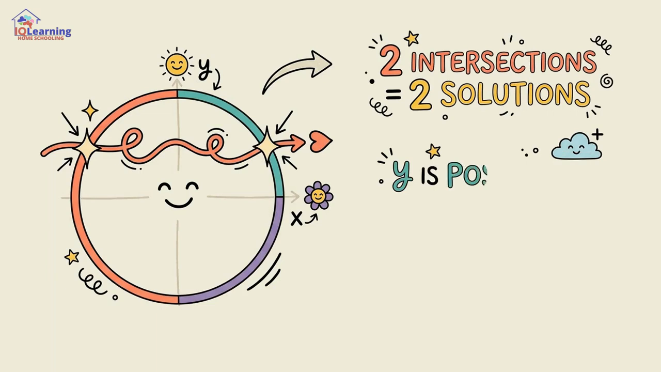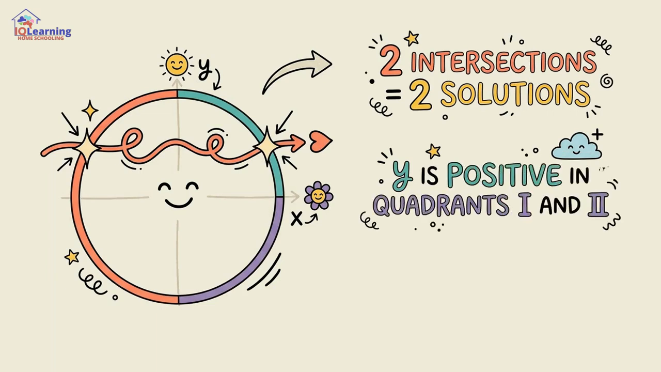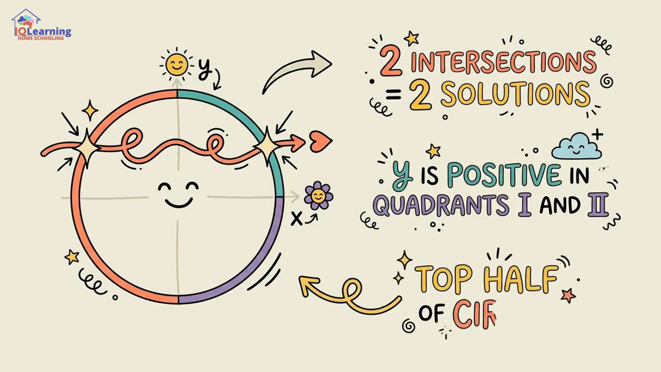Now ask, where is the y-coordinate positive? It's positive above the x-axis, which means the solutions must be in quadrants 1 and 2. This is much easier to remember than memorizing quadrant acronyms. Positive y values live in the top half of the circle.